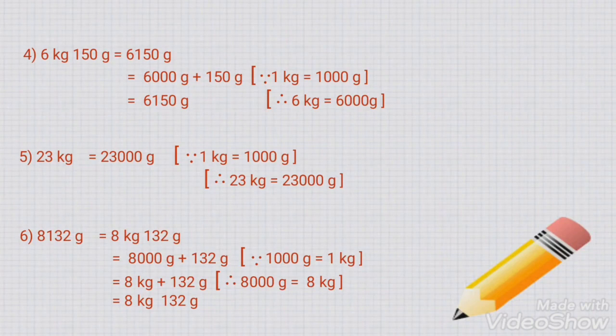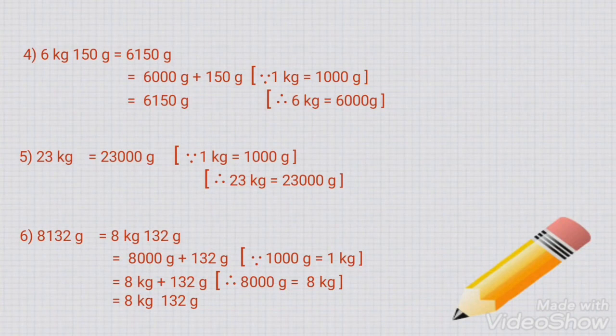So after adding we see that there are 6150 grams. Okay, let us see the fifth question, that is 23 kg. How many grams are there? So if in 1 kg there are 1000 gram, so in 23 kg there will be 23,000 grams.